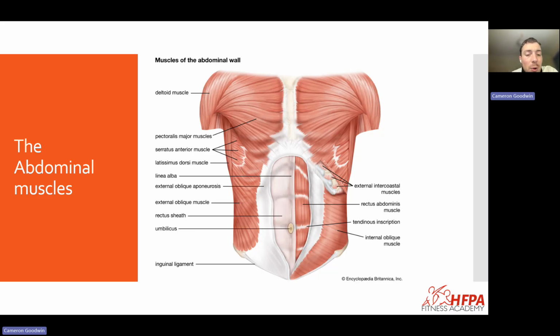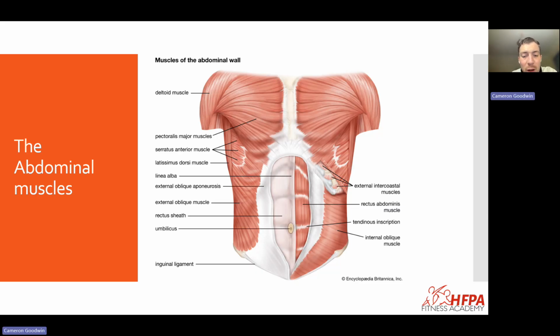So you never know. Here we also have the linea alba, and the linea alba over here is the division between the left and the right of the abdominals. Here you have your external oblique aponeurosis. So that's for the external obliques. Here you have the external oblique muscle here. Then you have the rectus sheath, which you can see is that thin film going over the muscle groups or over the rectus abdominis muscle. There you have your umbilicus, also, that's where your umbilical cord was cut, or your belly button. And then here you can see the ligament coming down into the groin is the inguinal ligament.